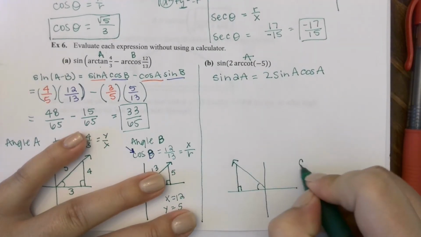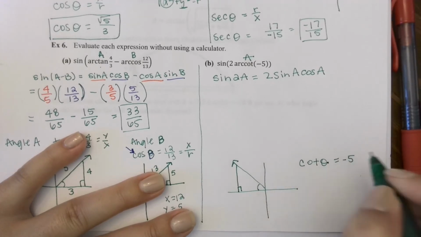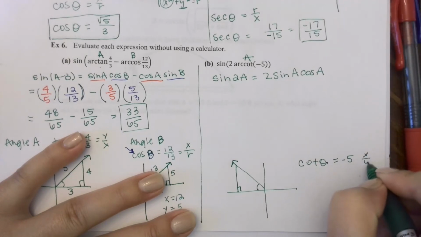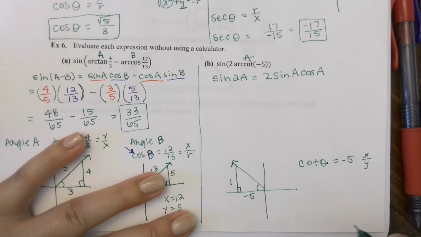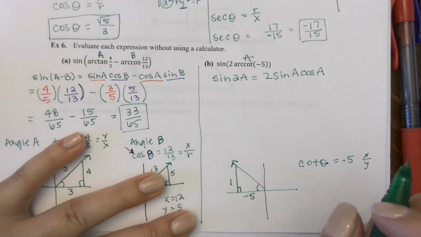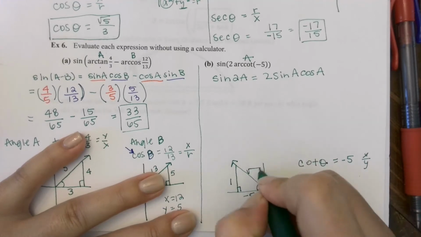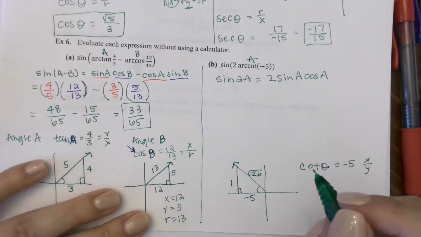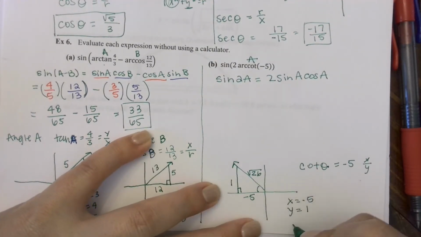So I'm going to write cotan theta is equal to -5. Cotangent is x over y. So we have -5 here and a 1 there. And then the Pythagorean theorem would give me square root of 26 for my radius. So we have x equals -5, y equals 1, and r equals the square root of 26.